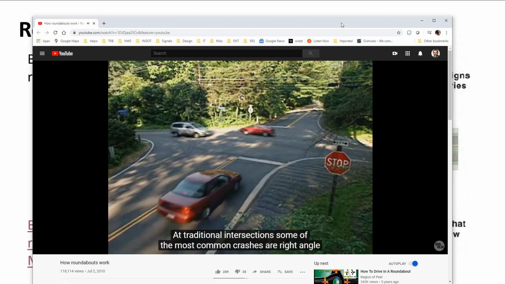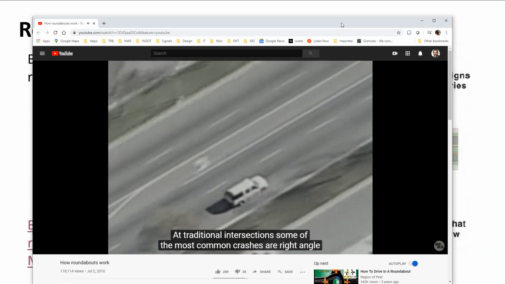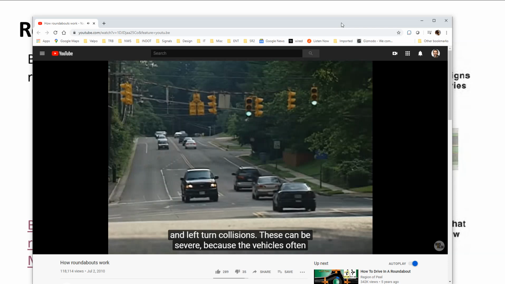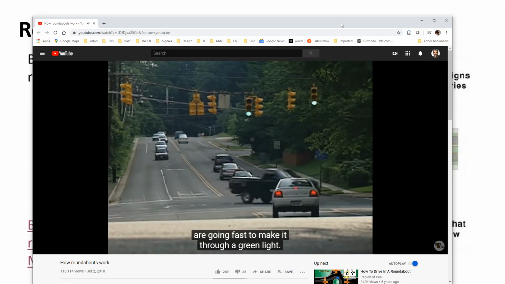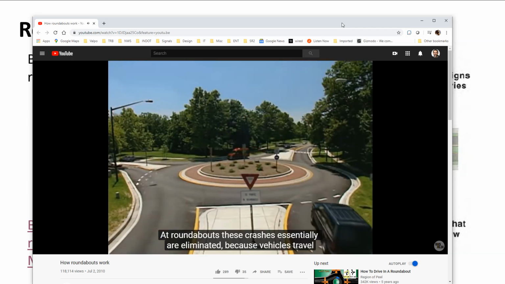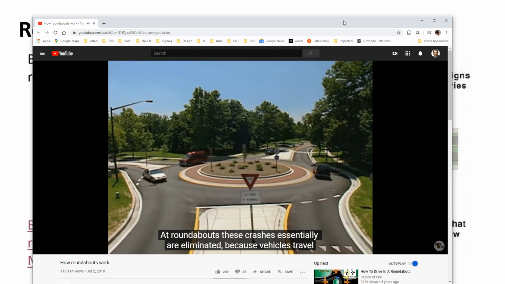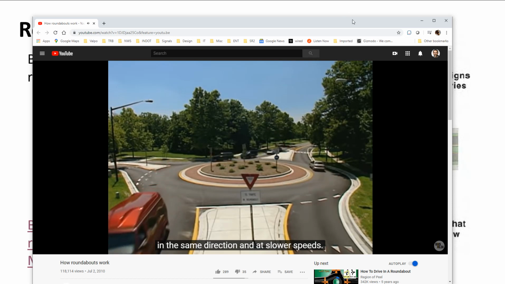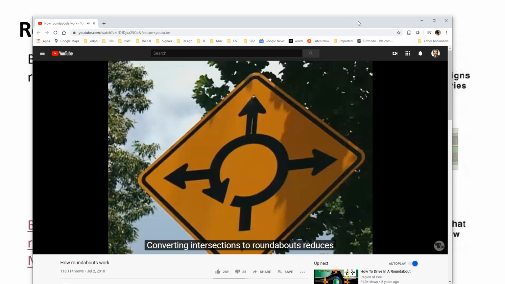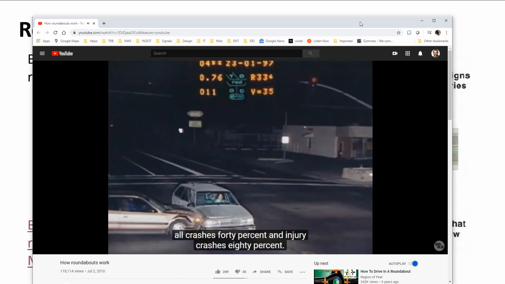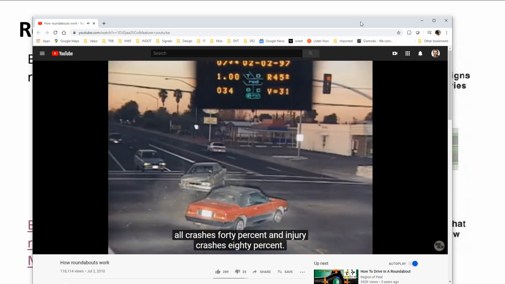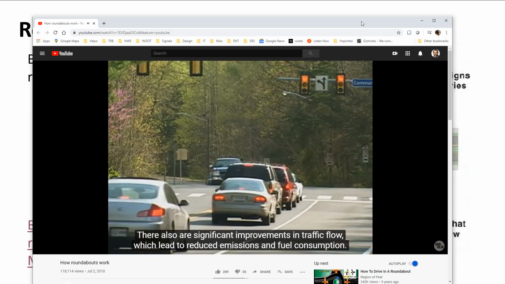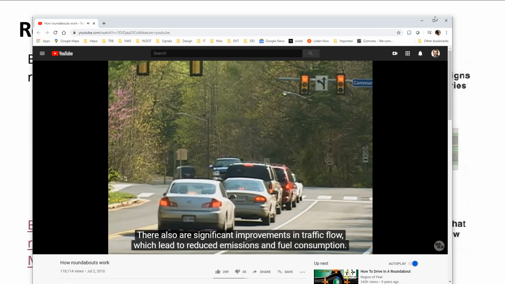At traditional intersections, some of the most common crashes are right angle and left turn collisions. These can be severe because the vehicles often are going fast to make it through a green light. At roundabouts, these crashes essentially are eliminated because vehicles travel in the same direction and at slower speeds. Converting intersections to roundabouts reduces all crashes 40% and injury crashes 80%. There also are significant improvements in traffic flow, which lead to reduced emissions and fuel consumption.